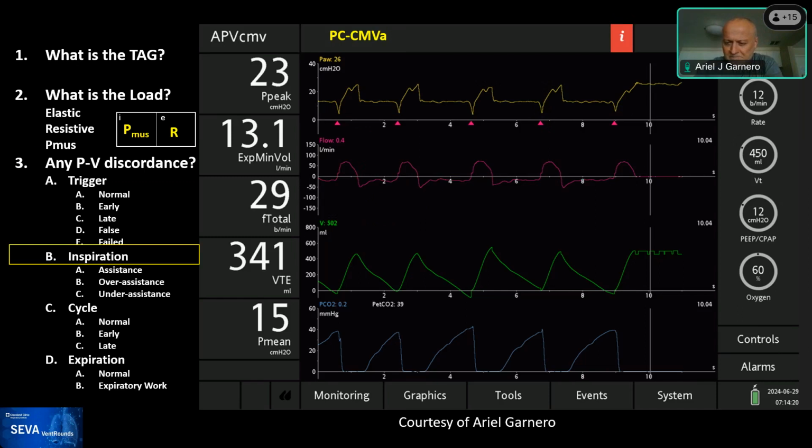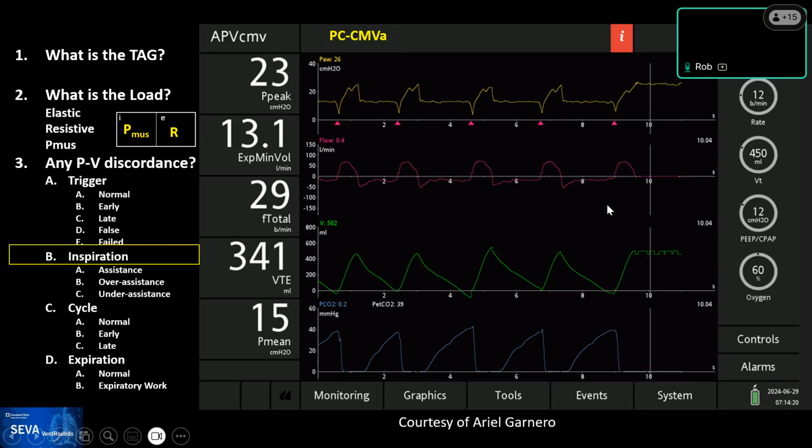Megan says normal. Well, regret and said under assistance, ourselves are under assistance. Yep, and there's a possibility of auto PEEP, and that may be making triggering difficult. Yes. There is a comment by Steve saying that there might be auto PEEP present on this patient, making triggering more difficult, which I agree.